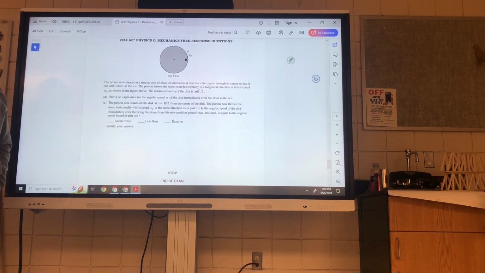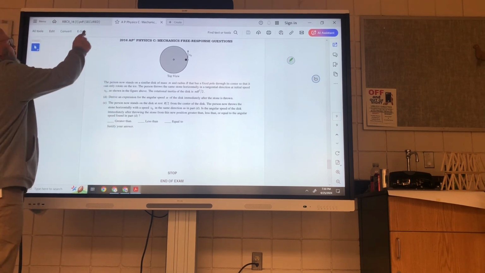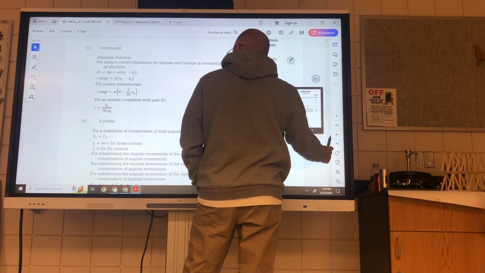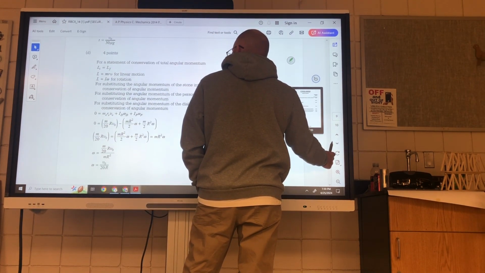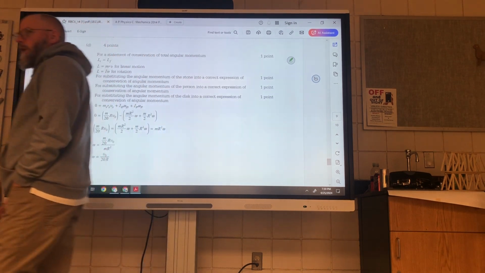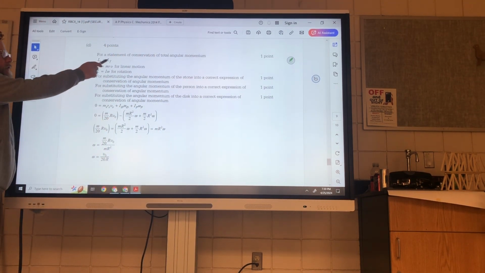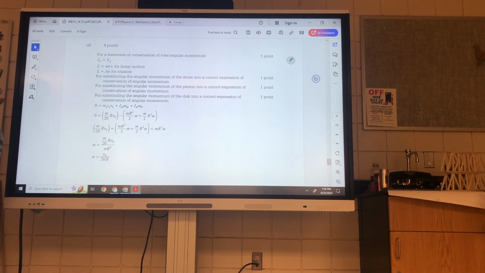I think this is another momentum problem. What kind of momentum is this? This is angular momentum, right? But is angular momentum still conserved? Yes, it is. Let's see what they did. L is the angular momentum. So if you set the initial angular momentum equal to the final angular momentum, boom, you're good to go.